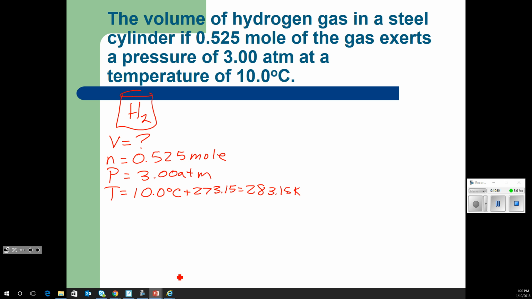Okay, what law? I just pulled everything out. The ideal gas law again, PV equals nRT. Oh, we're going to need R.